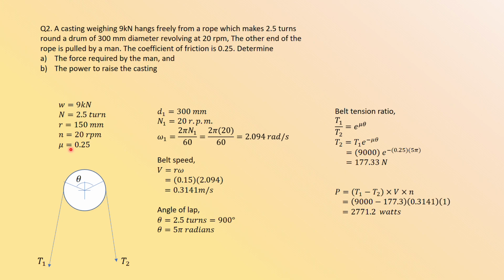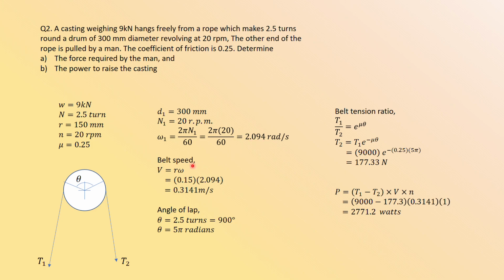So the coefficient of friction is 0.25. Why I say so? Because all the symbols here are only symbols, but we have to know what each of the given values is actually representing. So D1 is 300 millimeter, and then the speed. There is a slight mistake here. N1 is 20 RPM, so omega 1 is 2 pi N1 over 60. So this is 20 over 60, and you have 2.094 radians per second.